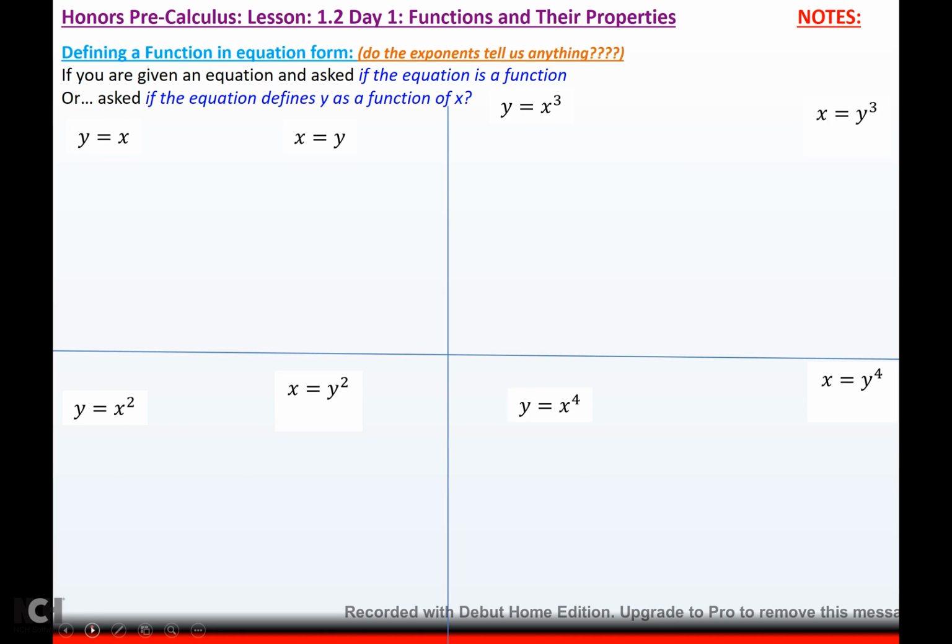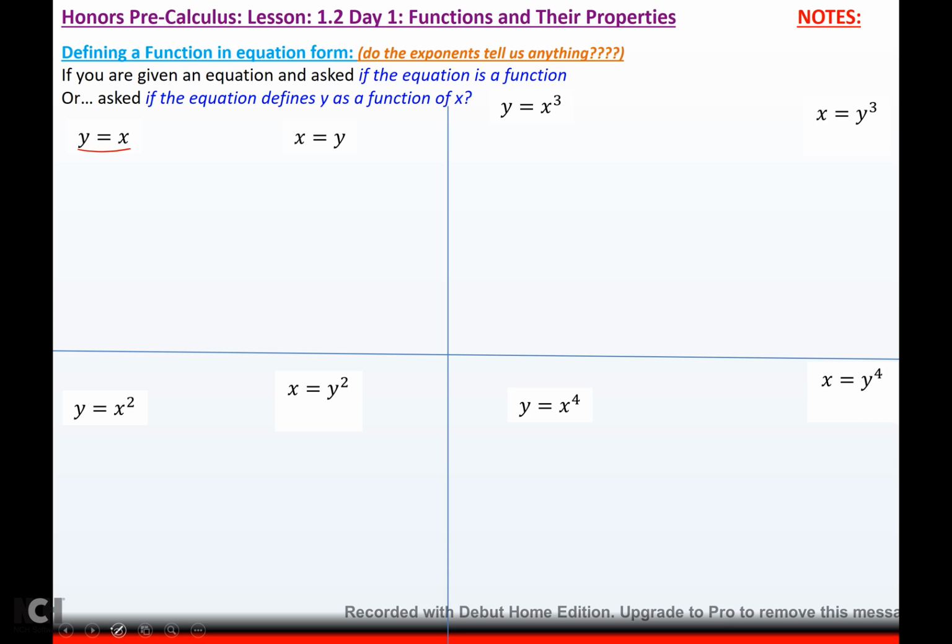Alright, defining a function in equation form. Do the exponents tell us anything? If you're given an equation and asked if the equation is a function, or asked if the equation defines y as a function of x, I just want to show you some things to see if you notice anything about the exponents.